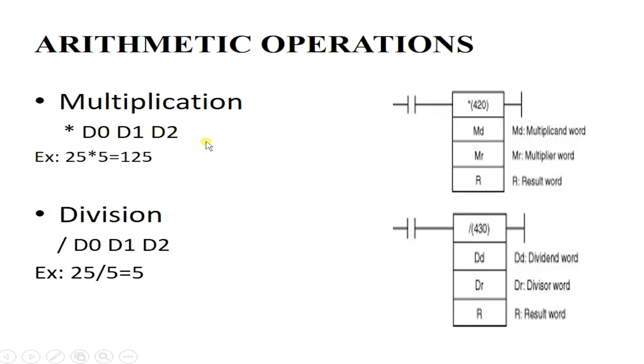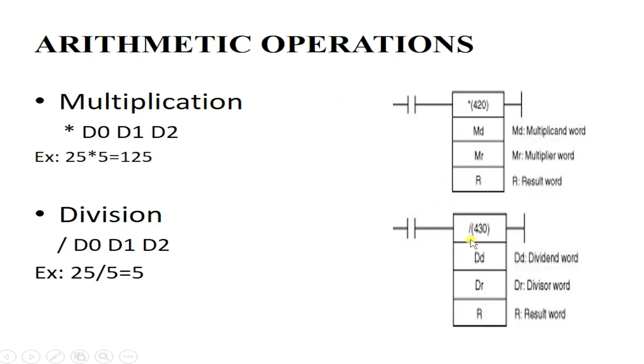Next we will see about the multiplication and division. For multiplication we have to use the star symbol. MD means multiplicand word, MR means multiplier word, R will be the result. So star multiplication space D0 space D1 space D2. Here the multiplicand word will be 25 and 5 will be the multiplier word. So 25 will be multiplied with 5 and the output will be the result. It will be stored in D2. And in CX Programmer you will get the multiplication result in the hexadecimal format.